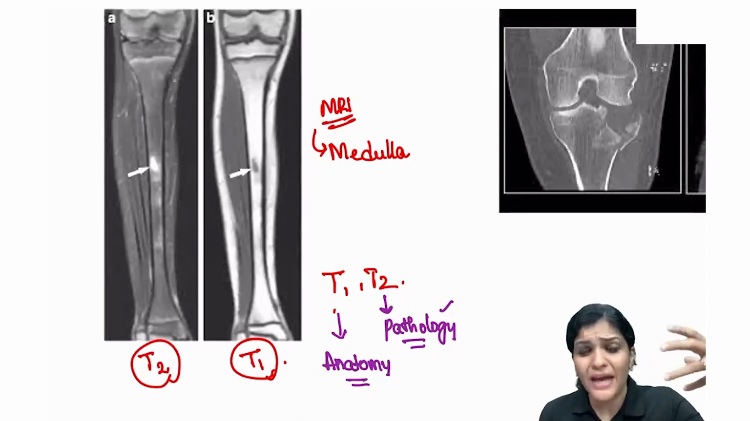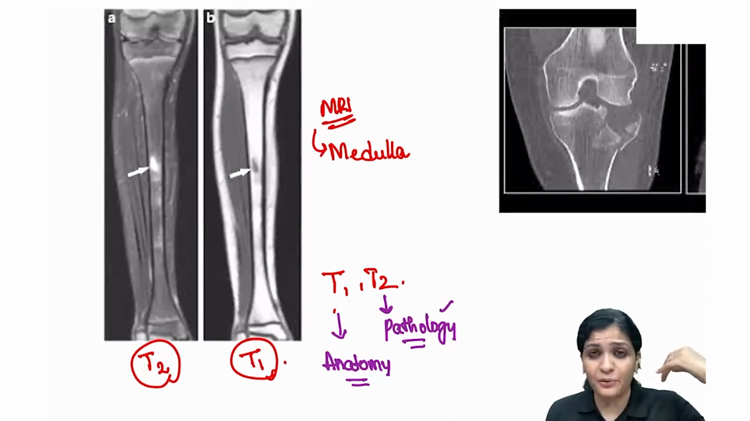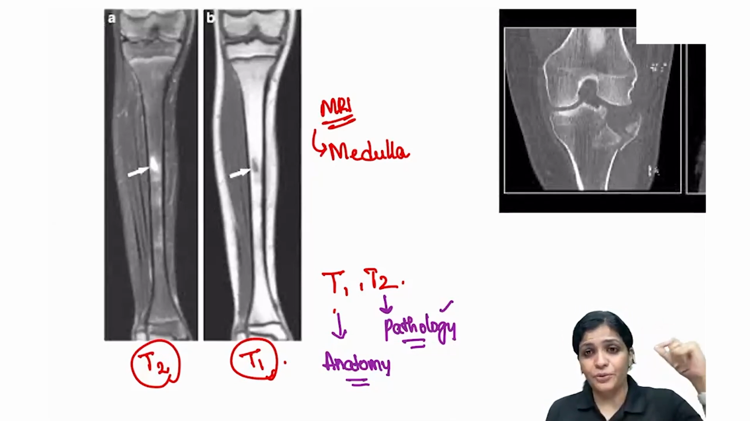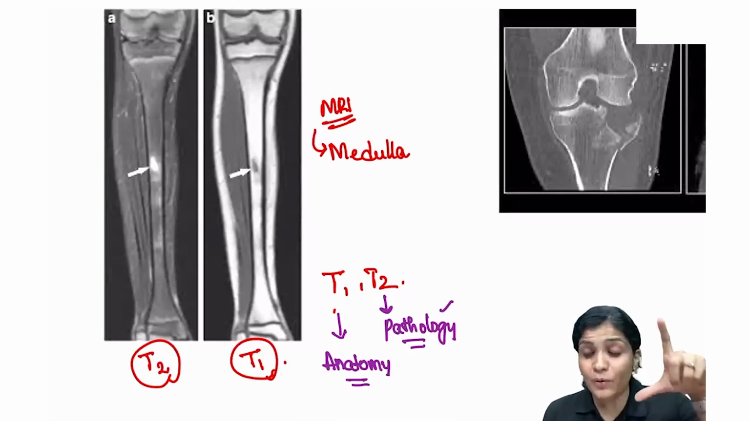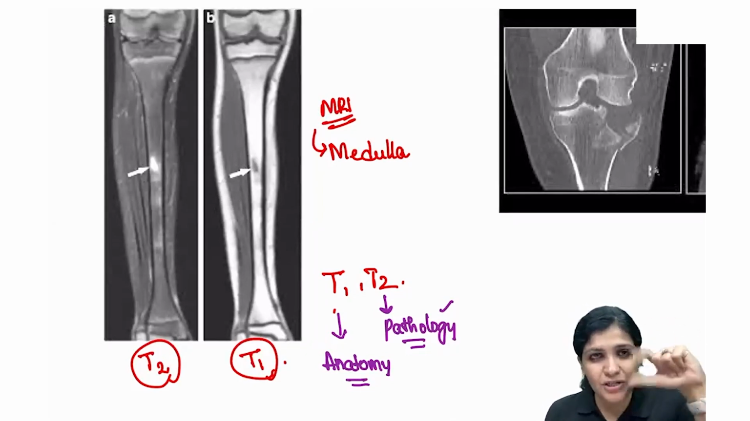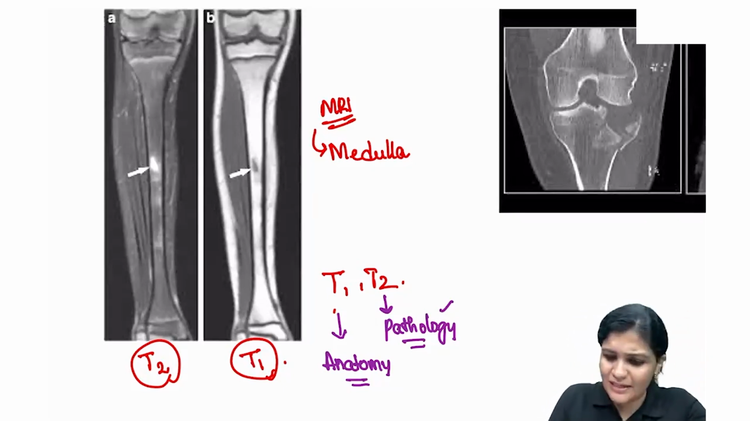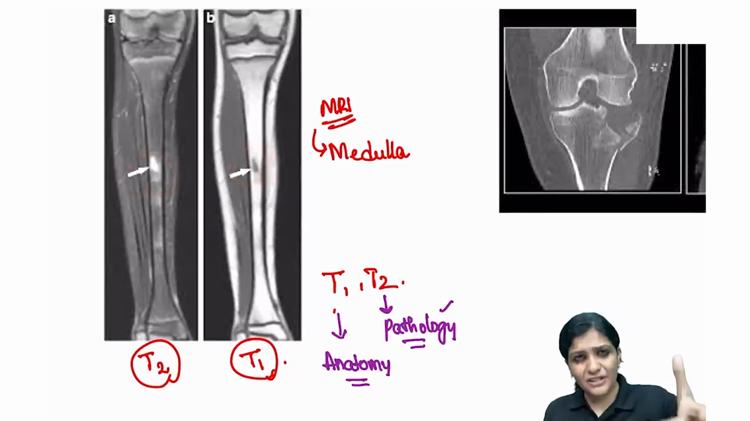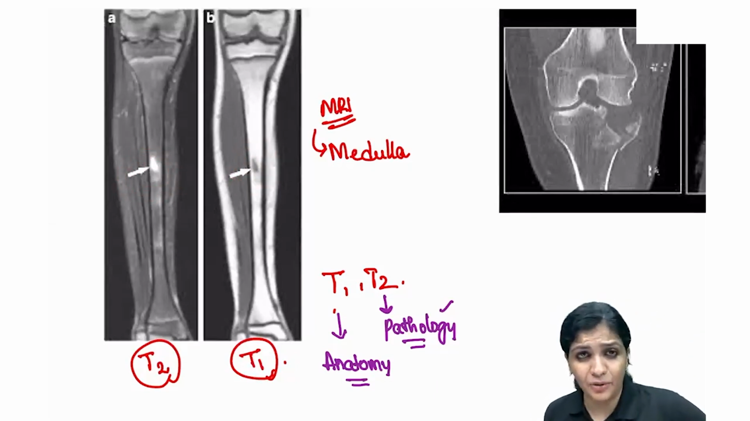So if there is any inflammation present around the part, then you have to read the T2, and if you have to understand abnormal anatomy, then you have to read the T1. So these two are the images, and usually what we concentrate much on is that you can see there is some abnormality there. So this is the tibial shaft. There is some fracture or there is some defect in the medulla, which could also be a stress fracture, right?